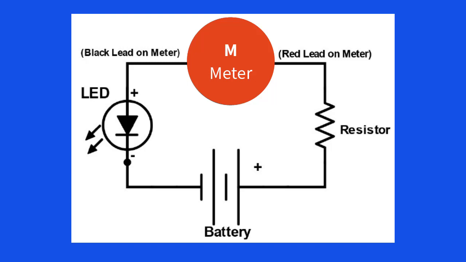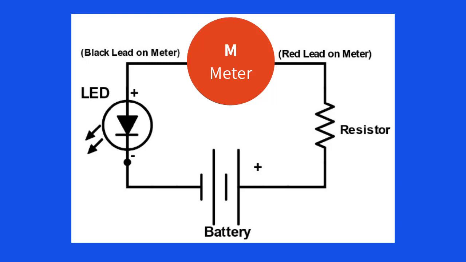Notice the schematic diagram. The circle with the M in the middle represents the digital multimeter. Notice the meter is actually in the circuit. That is to say that all the current flowing in the circuit has to pass through the meter. We show the red lead of the meter connected to the resistor and the black lead connected to the anode of the LED. Which direction does the current flow?